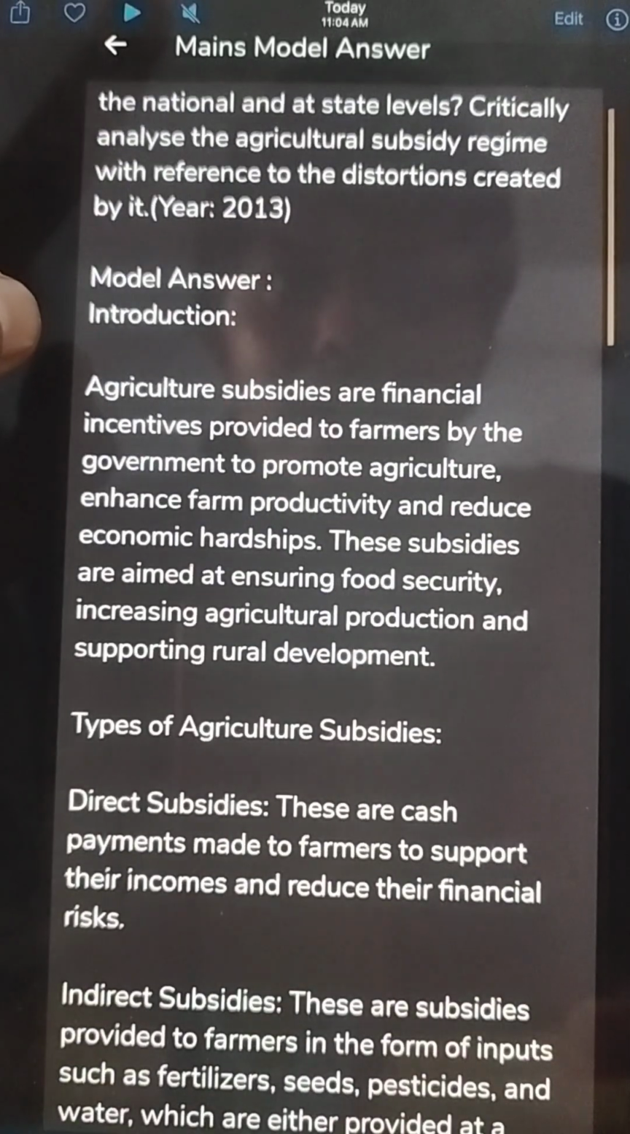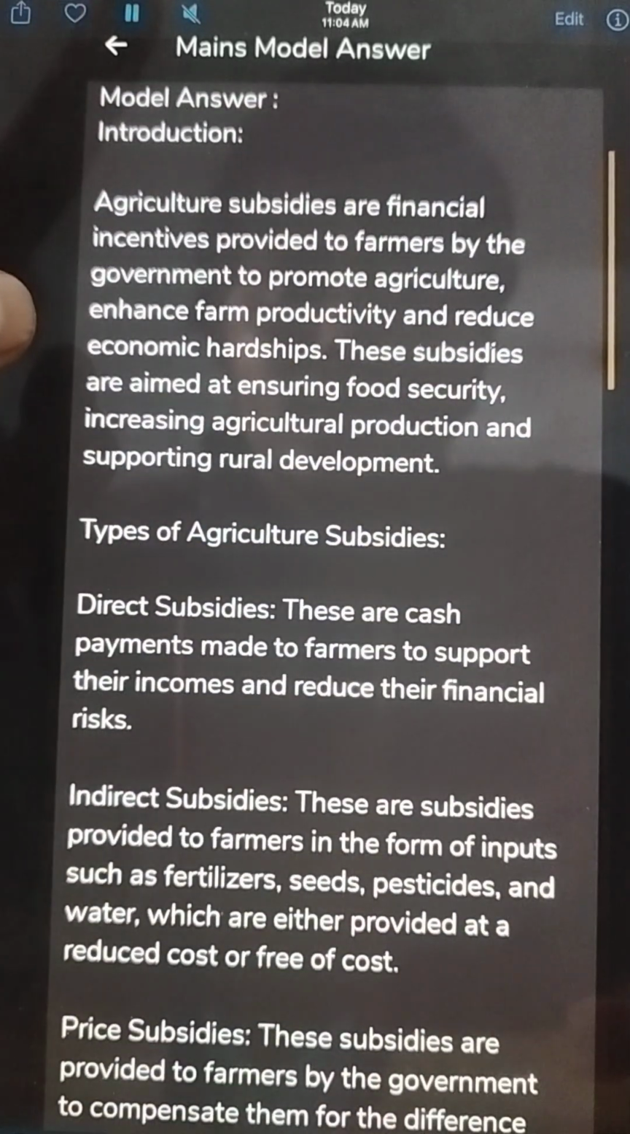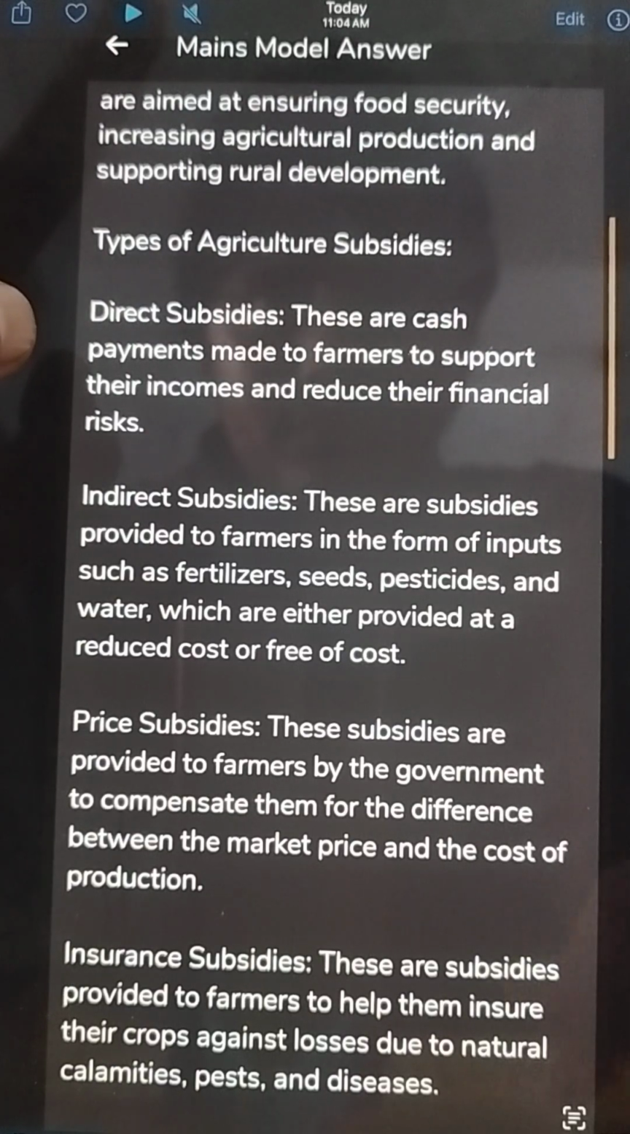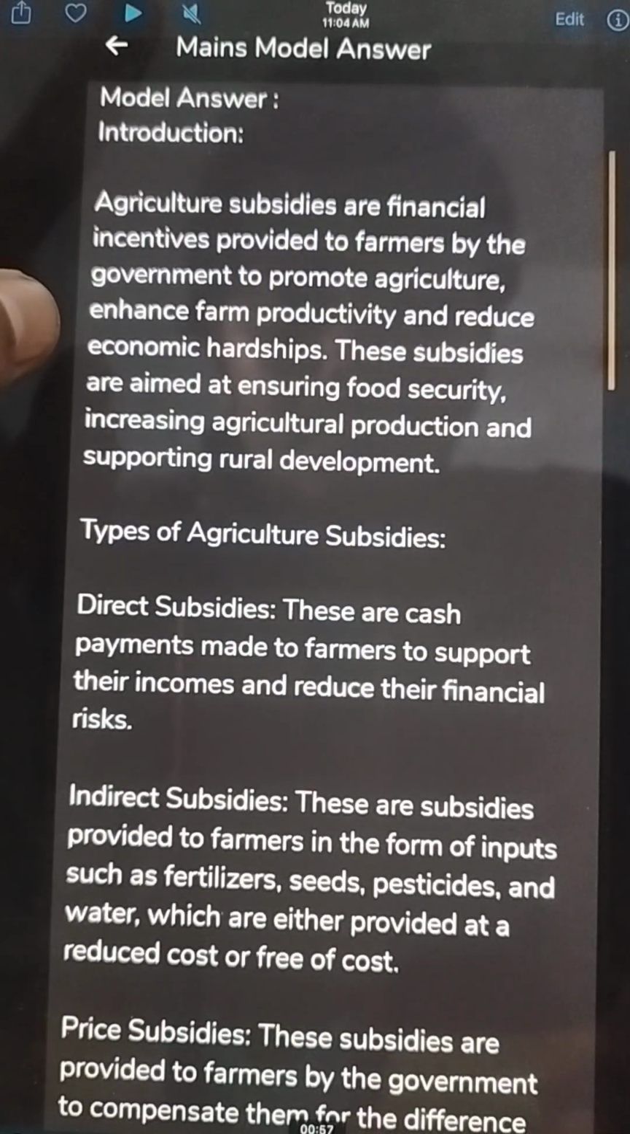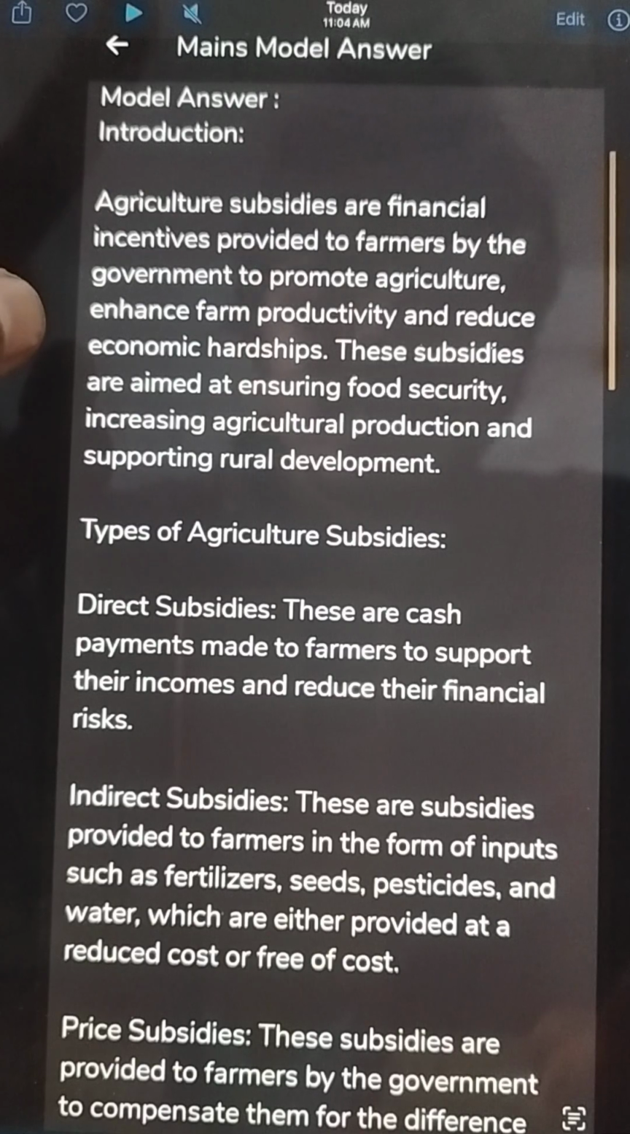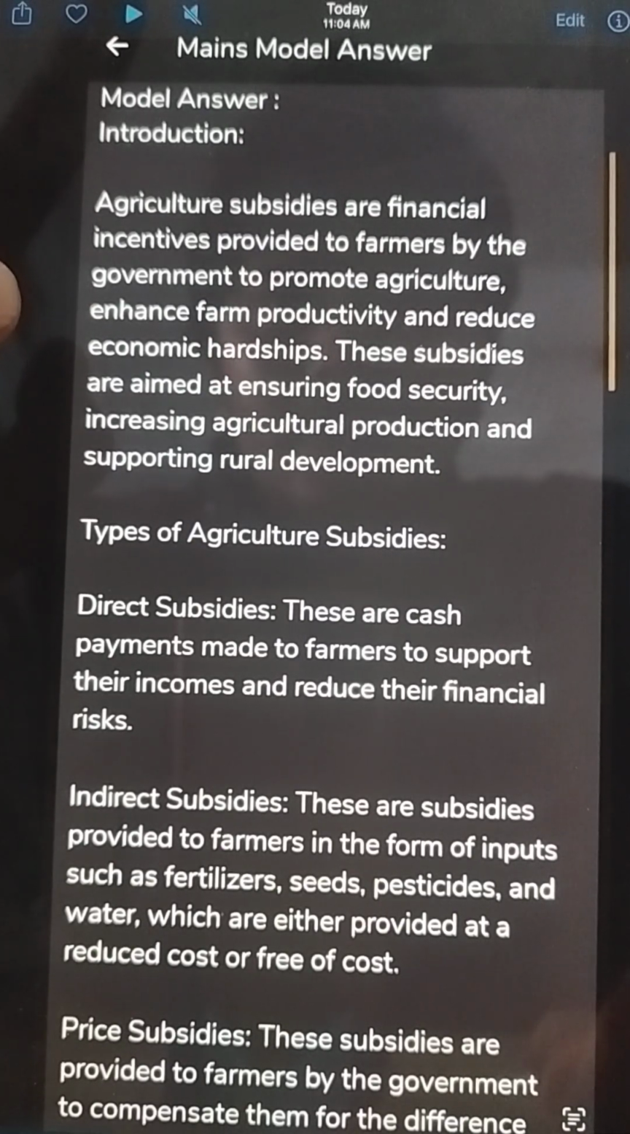Agriculture subsidies are financial incentives provided to the farmers by the government to promote agriculture, enhance farm productivity, and reduce economic hardships. These subsidies are aimed at ensuring food security, increasing agriculture production, and supporting rural development.